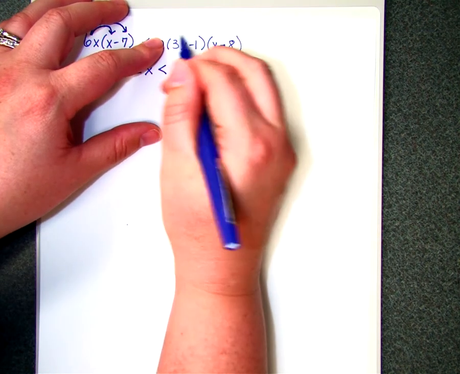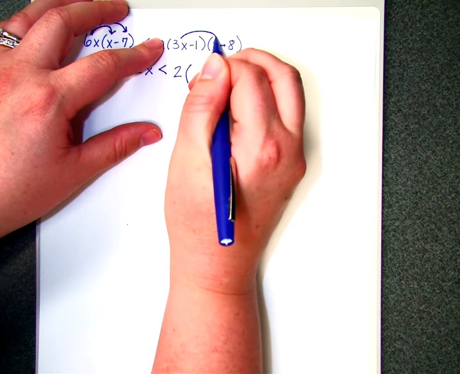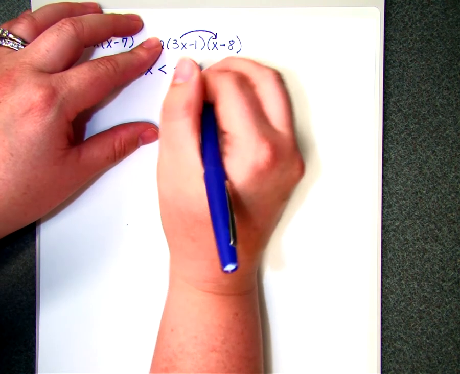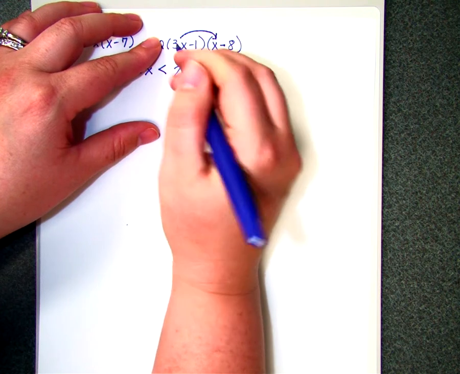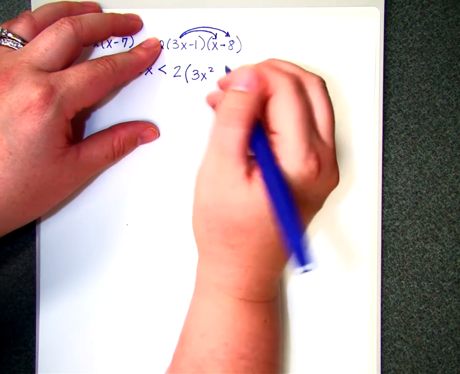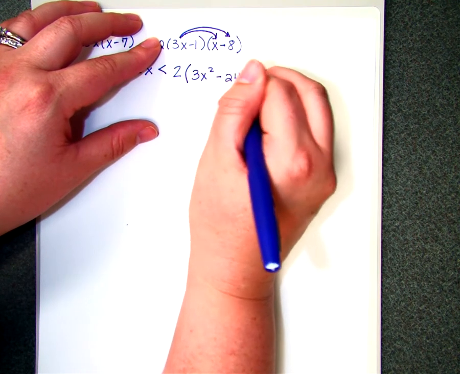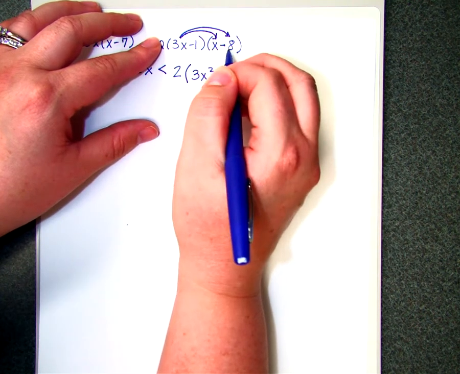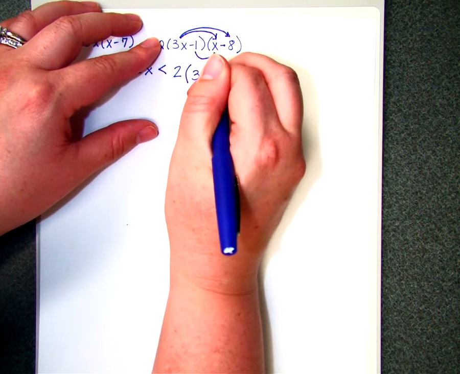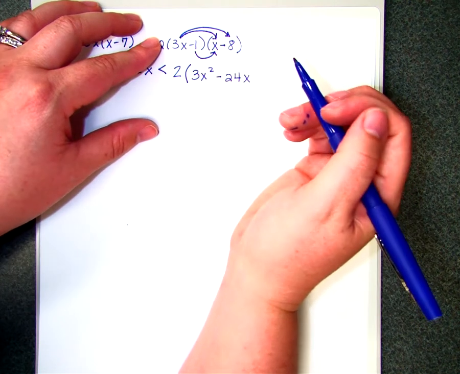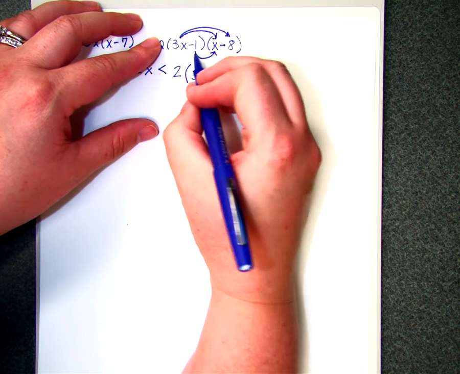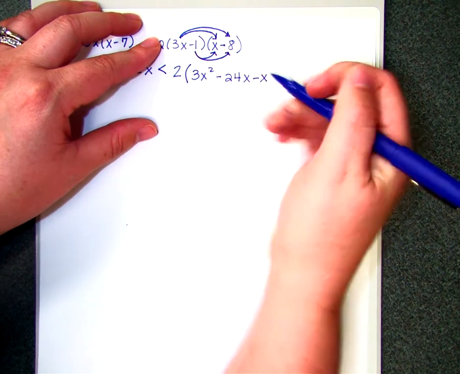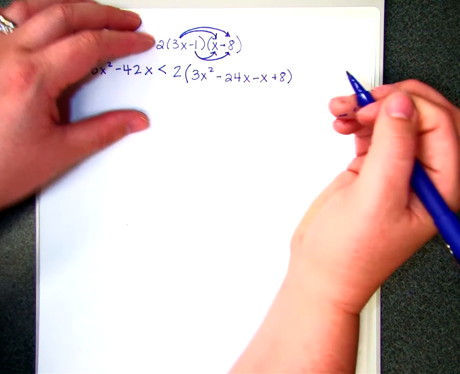So start by distributing. 3x needs to be multiplied with everything in this second set of parentheses. So 3x times x is 3x squared, and 3x times negative 8 is negative 24x. Now that 3x has been multiplied with everything in the second set, come back and grab this negative 1. It also gets multiplied with everything in the second set. So negative 1 times x is negative x, and negative 1 times negative 8 is a positive 8.